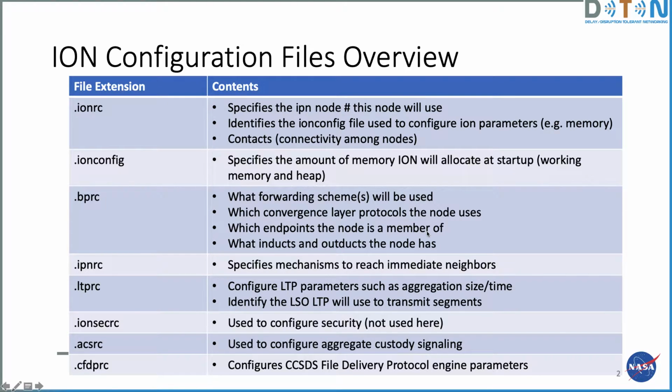These are the things that we're going to run through. We'll talk about what's in each of these files with these kinds of file extensions, and the stuff to the right lists what's going on in that file. So the ionrc file is talking about, okay, we talked before about node numbers and service numbers in the IPN naming scheme. So the ionrc file says, okay, what's your node number? And it identifies the ion config file that you're going to use for configuration parameters.